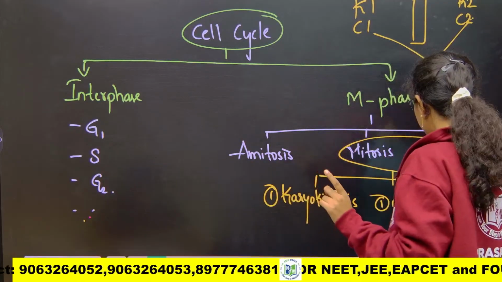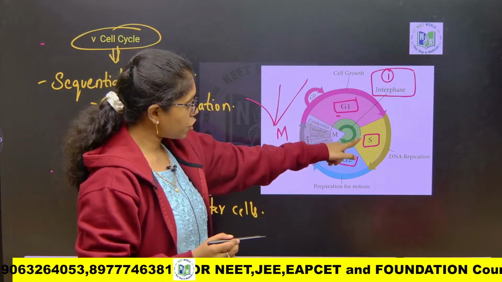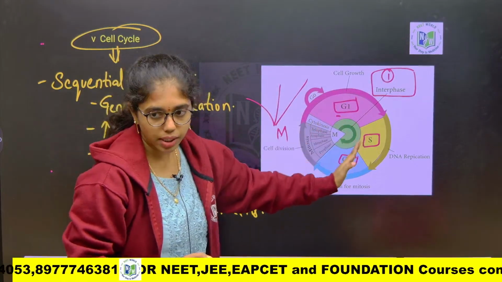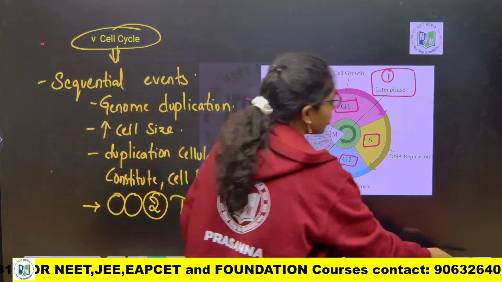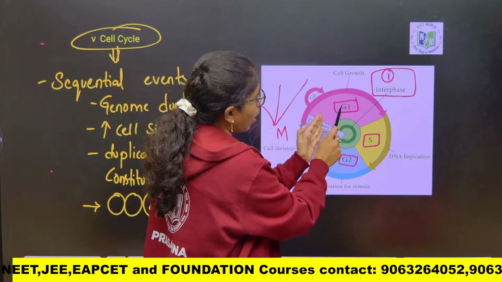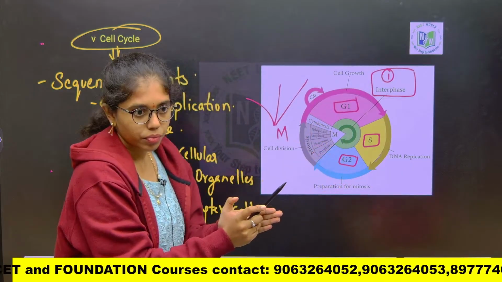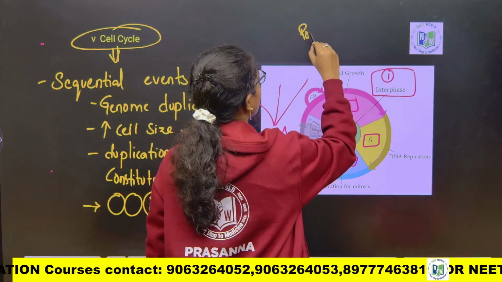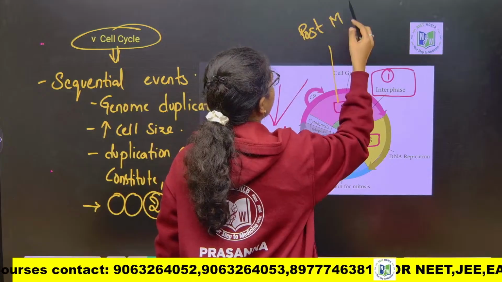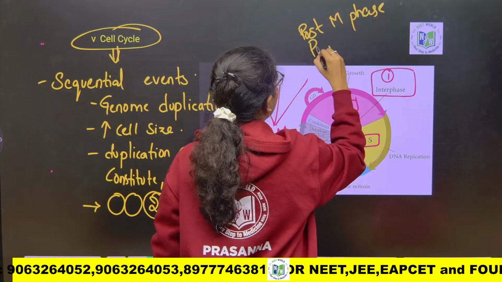Now let us dig a bit. G1 phase, S phase, G2 phase. Remember the sequence properly. First, the G1 phase is also called post M phase or pre-synthesis phase. G1 phase is also called what? Post M phase and pre-synthetic phase, pre-S phase.